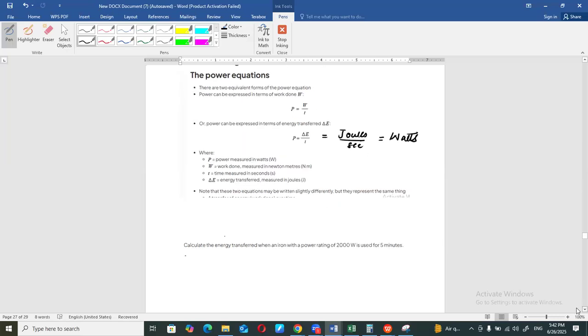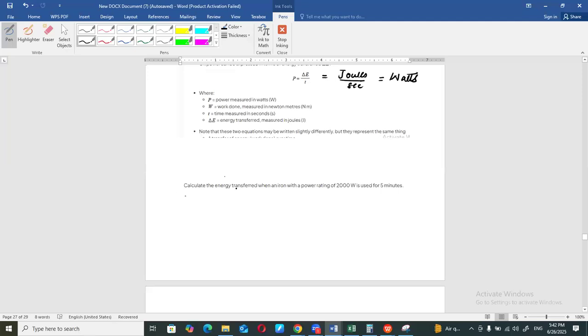Now, there is a question. We can talk about that. Calculate the energy transfer. The formula is what? P is equal to delta E or W, whatever, upon time. They say calculate the energy transferred. So delta E equals P times t. They're saying energy transferred when the iron has the power rating.